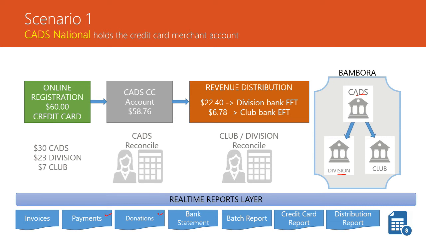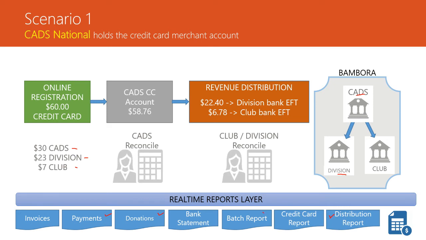So that's the money that's in Snowline. And then you can see the distribution report, which says it's a total, it's the split. So of the total payment, your payment would show $60 in this case. Of the payment, $30 goes to CADS, 23 goes to the division, and 7 goes to you. So you have access to that.